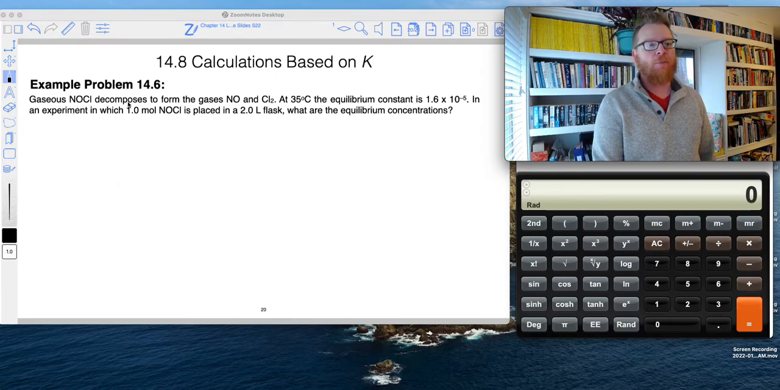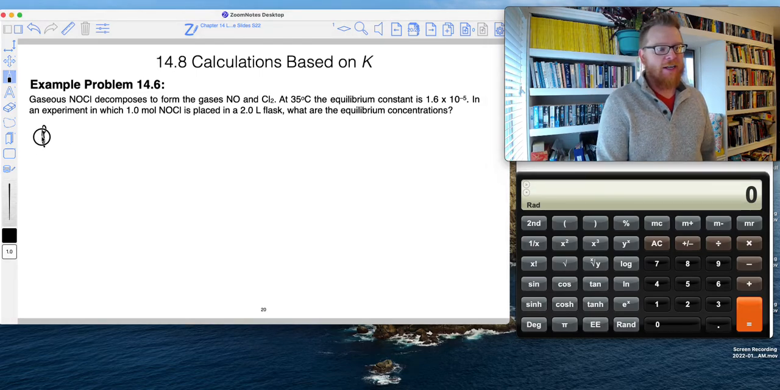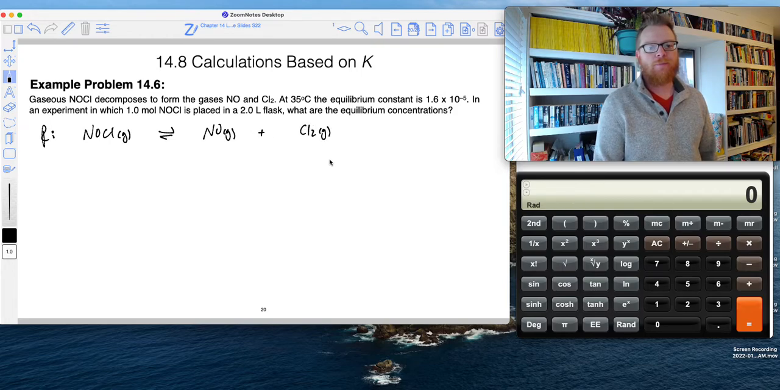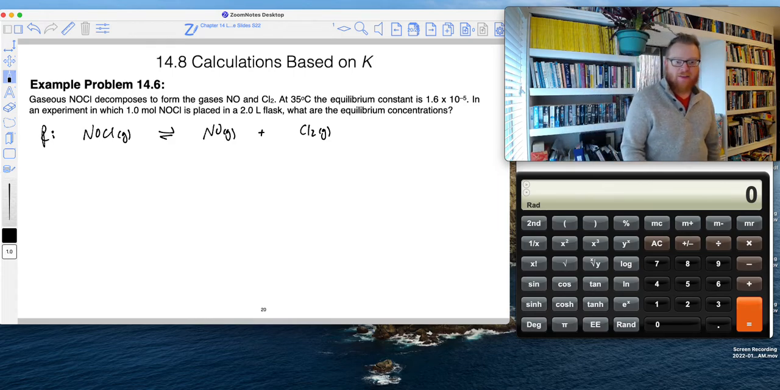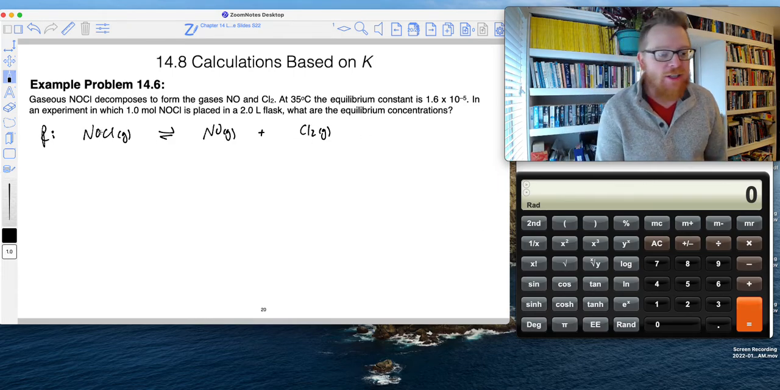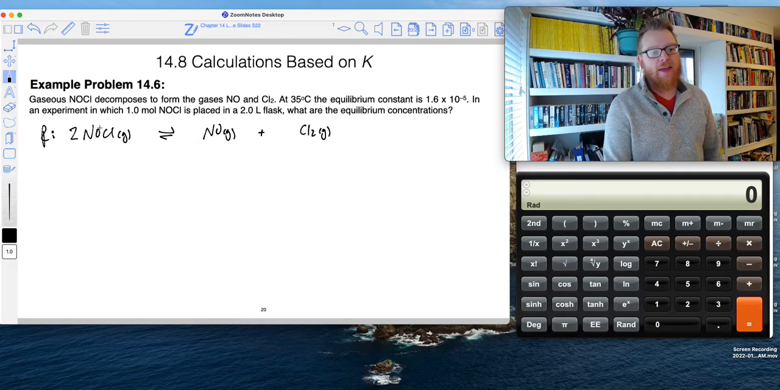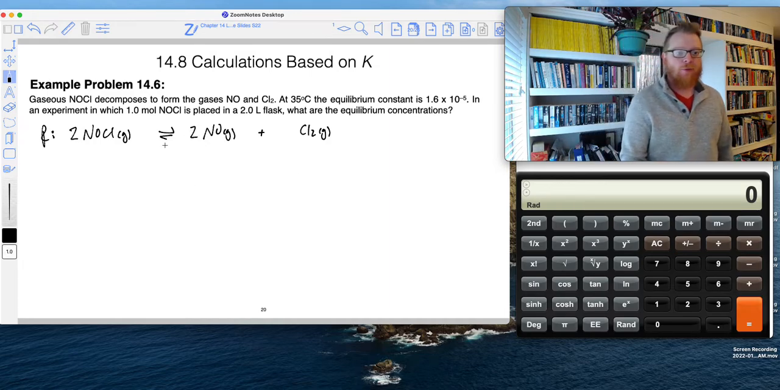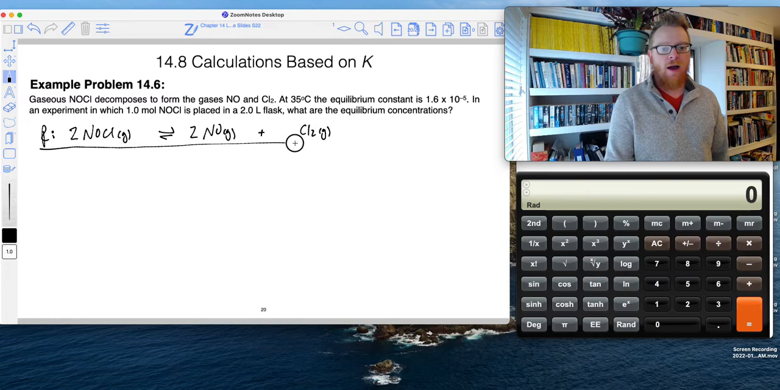So gaseous NOCl decomposes. I'm just going to get straight into this and set up my reaction. That means it falls apart to form the gases NO and Cl2. Now, of course, we need to balance that reaction. I've got two chlorines on this side, so I need two on this side. Now that gives me 2N and 2O, so then I can say 2NO on that side. Perfect. So there is my reaction, and we'll set up our little grid here.